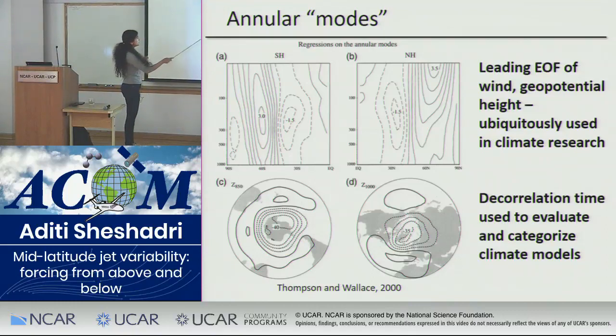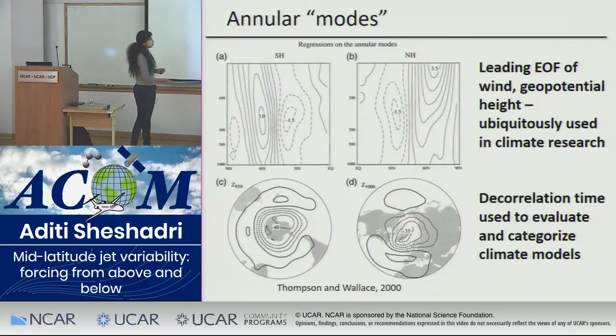And in both hemispheres, so we've got the southern hemisphere on the left, the northern hemisphere on the right, latitude on the x-axis, and pressure going down, so up in the atmosphere, on the y-axis. In both hemispheres, the leading EOF looks pretty much like a dipole, positive, negative. And the dipole straddles the mean position of the mid-latitude jet. So what this EOF is describing, left to itself, is small variations in the latitude of the eddy-driven jet.